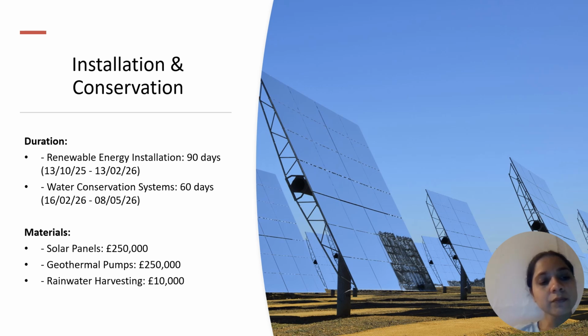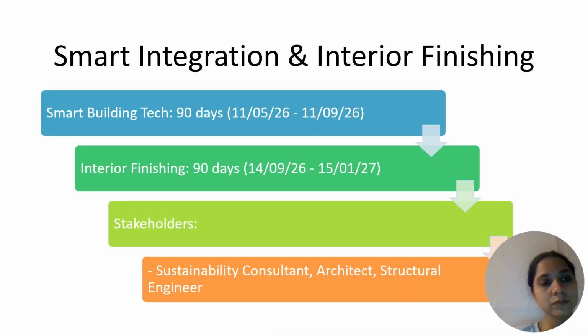Now I'm going to tell you about materials, like solar panels which cost 2,50,000, geothermal pumps 2,50,000, rainwater harvesting 10,000. Next is smart integration and interior finishing. Smart building technology takes 90 days, the start date is 11 May 2026 and the end date is 11 September 2026.